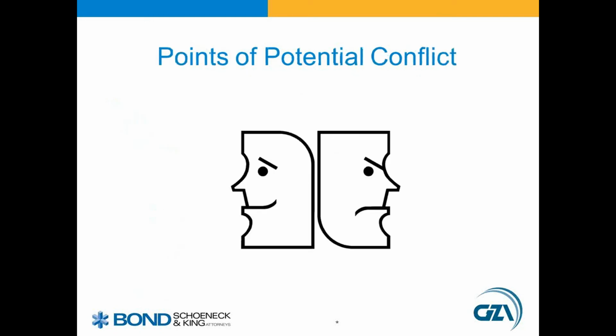That brings us now to points of potential conflict. The conflict with the environmental professional may come as a result of a different point of view, which is held by the user, the seller, the third party, an attorney, even the buyer.